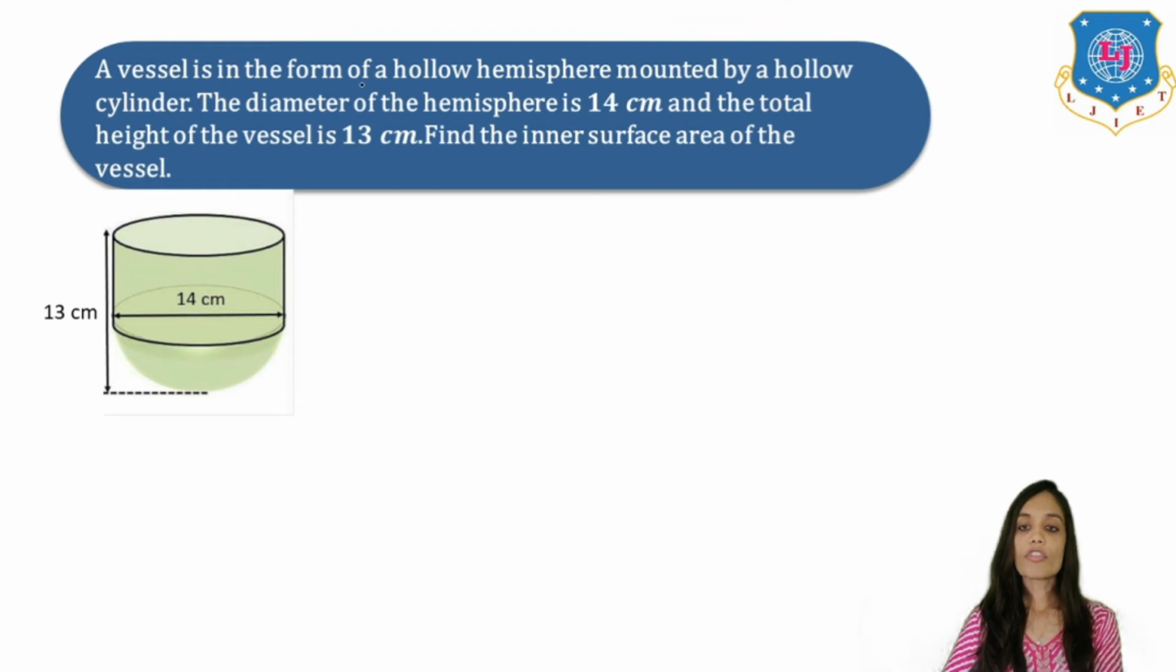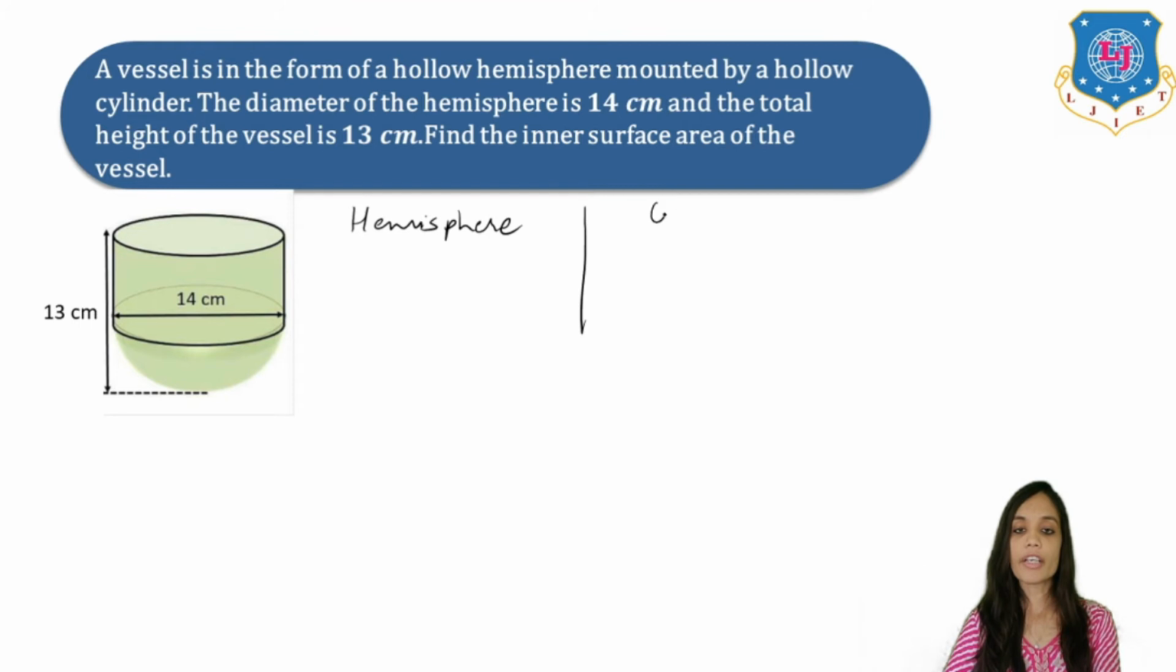So now let us go to the next example. So a vessel is in the form of a hollow hemisphere mounted by a hollow cylinder. So vessel is formed by a hollow hemisphere and a cylinder. Now the diameter of the hemisphere is 14 centimeters.